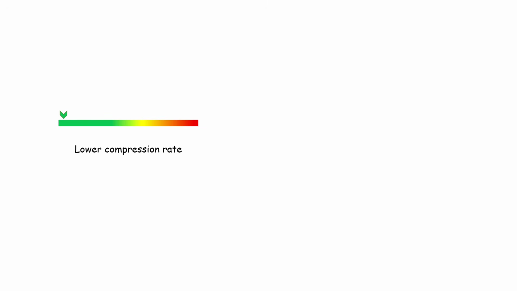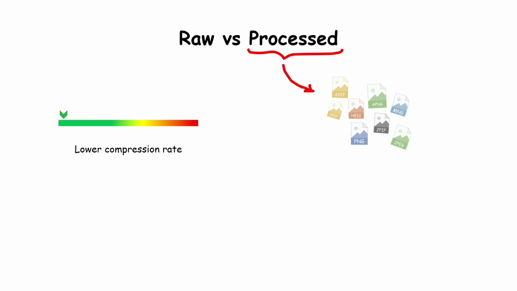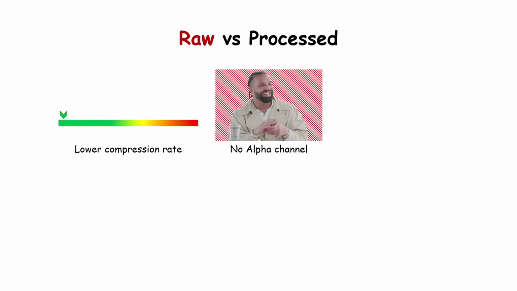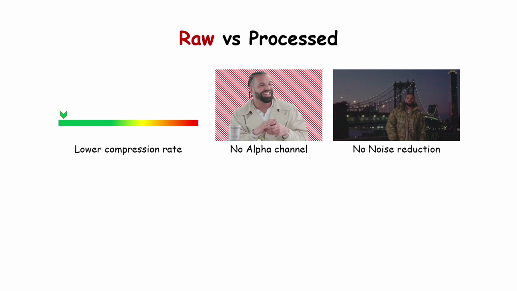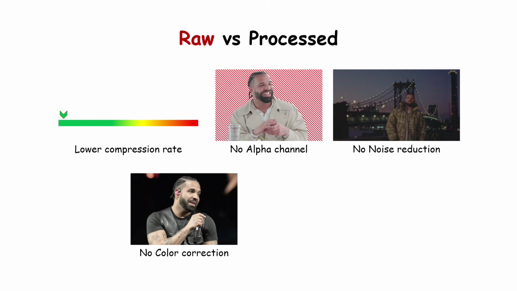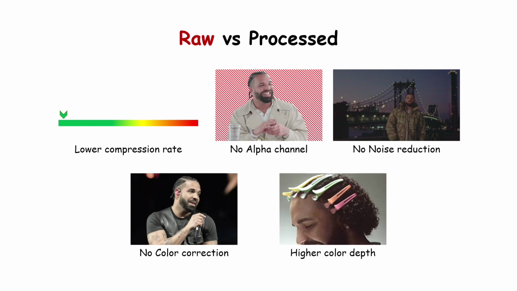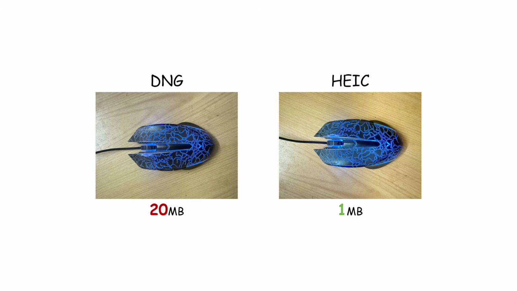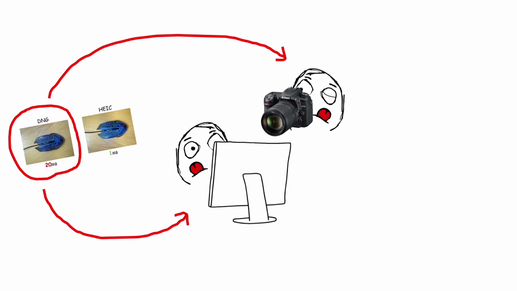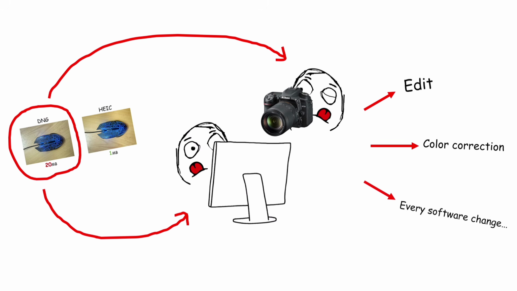In addition, if I want to mention a few important differences between these formats and the other formats we've reviewed so far, I should say that these formats don't support transparency, they perform the least amount of software processing, like noise reduction and color correction on the camera sensor data, and they usually have a higher color depth. That's why they have a relatively large file size, but for professional photographers and designers, they are the best option for editing, color correction, and other software changes.